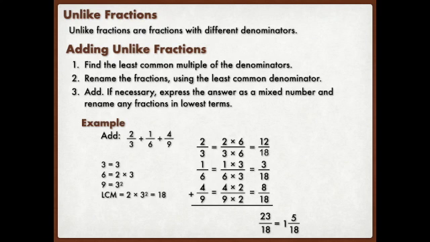So let's look at the example: 2 over 3, 1 over 6, and then 4/9. We have to find the least common multiple of 3, 6, and 9. So we do prime factorization. 3 is just left by itself. 6 is broken up into 2 and 3, and then 9 is divided into 3 and 3.